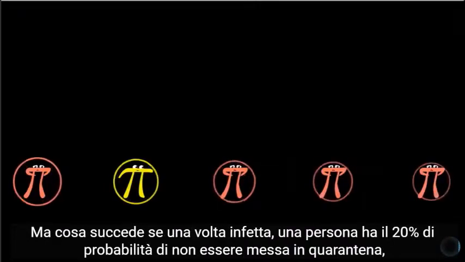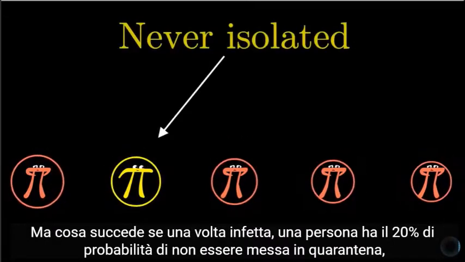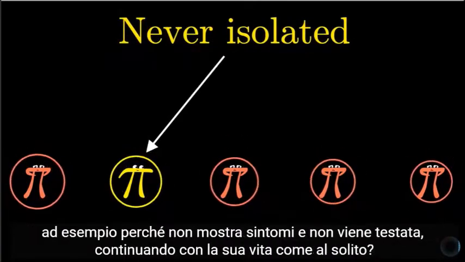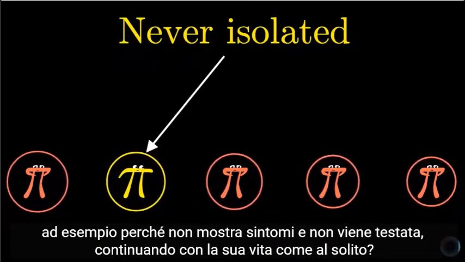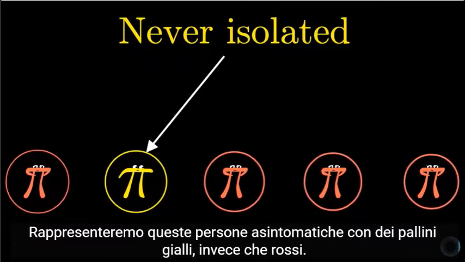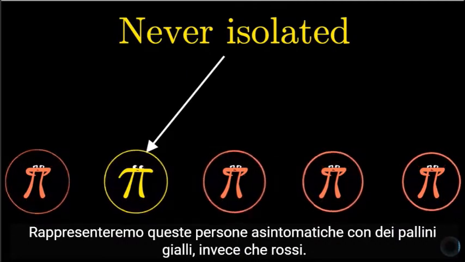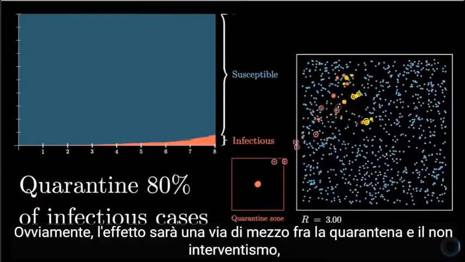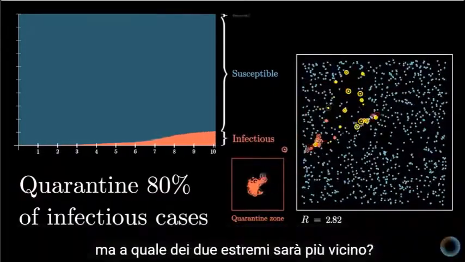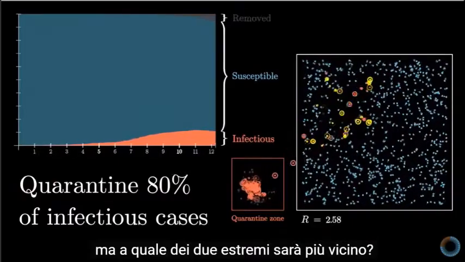But what if when you're infected, you have a 20% chance of not getting quarantined? Say because you show no symptoms so you don't get tested, and you go about your day as usual. We're going to illustrate these people that have no symptoms using yellow circles instead of red. Obviously, this will have a result somewhere between a total quarantine and doing nothing, but where on the spectrum would you predict it'll be?